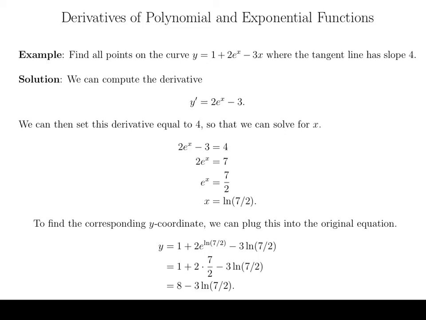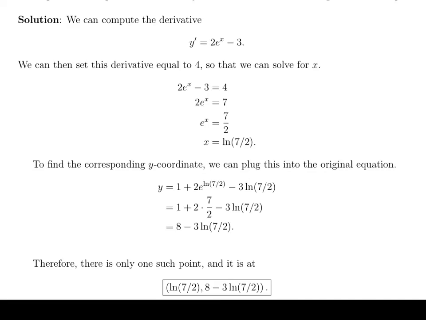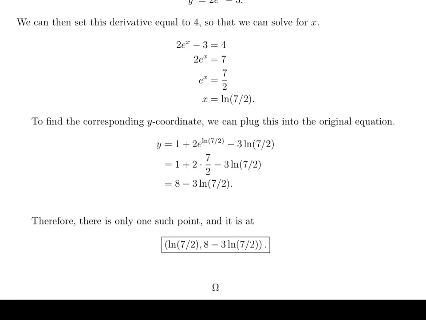All right, so we got our x value. Now we got our y value. And so that's the point on the curve. There'll only be one such point where the tangent line has slope 4. Okay, so if we write it as a point, x comma y, it would look like that. There's only one such point where the tangent line has slope 4, and this is it. Okay, that's all for now.